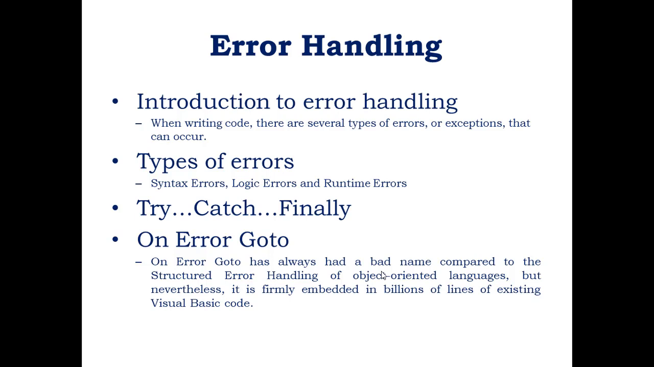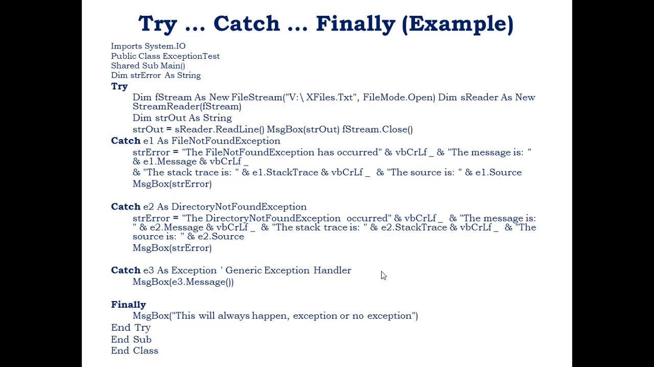On Error GoTo always has a bad name compared to the structured error handling of object oriented languages, but nevertheless it is firmly embedded in billions of lines of existing Visual Basic code. Try catch finally is an example.